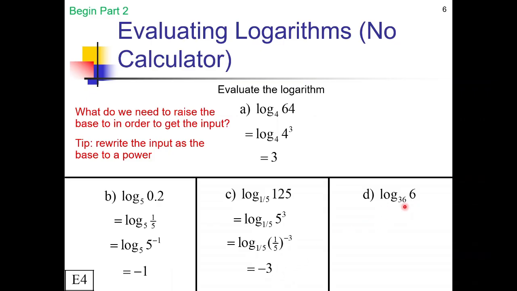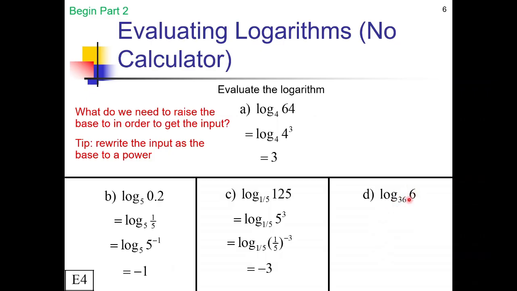And then finally, this last one is a little bit tricky. A lot of people look at this and they're like, oh, 6 squared is 36, therefore this is going to be 2. But you've got it kind of backwards if you did it that way. We're asking, what do I have to raise 36 to in order to get 6?